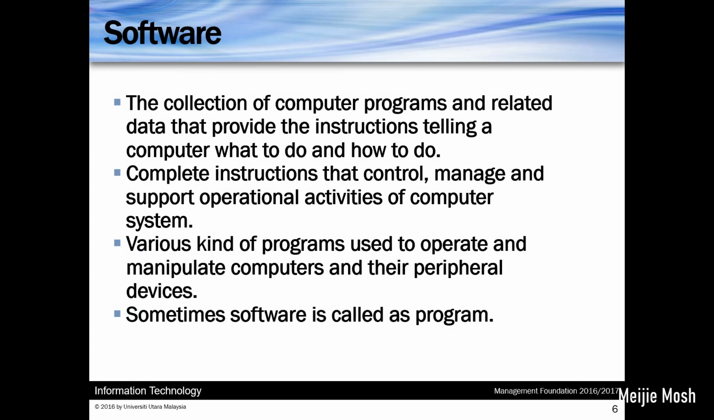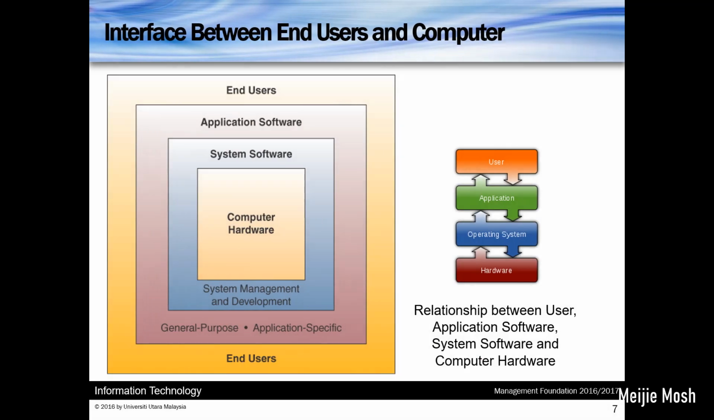Software is the collection of computer programs and related data that provide the instructions telling a computer what to do and how to do it. It contains complete instructions that control, manage, and support operational activities of computer system. There are various kinds of programs used to operate and manipulate computers and their peripheral devices. Sometimes software is also called a program. So there are two types of computer software: system software and application software.